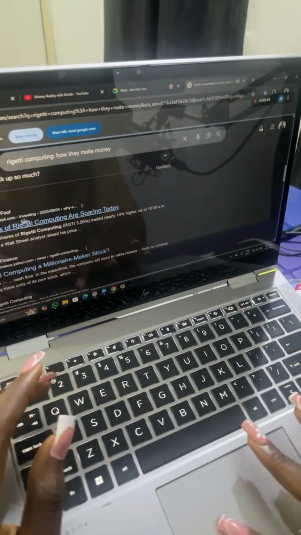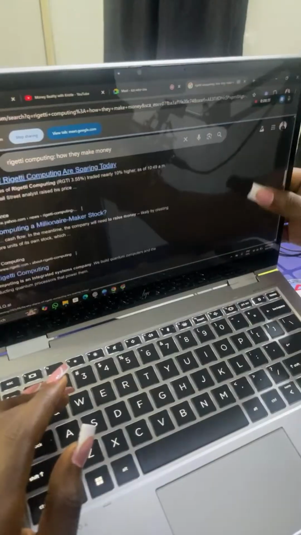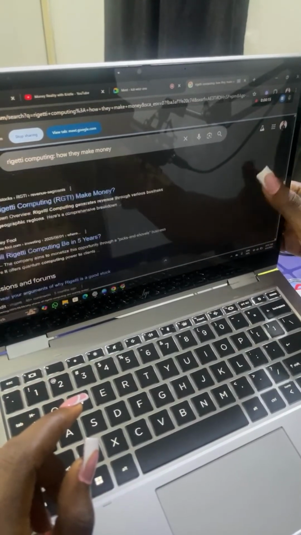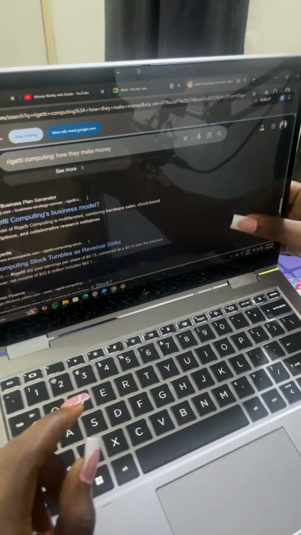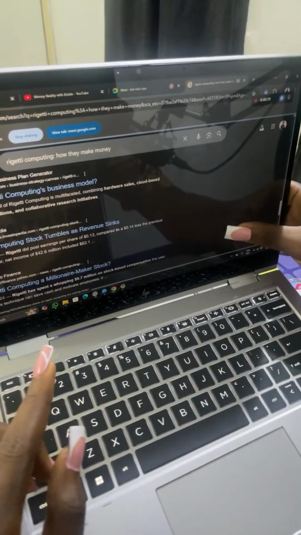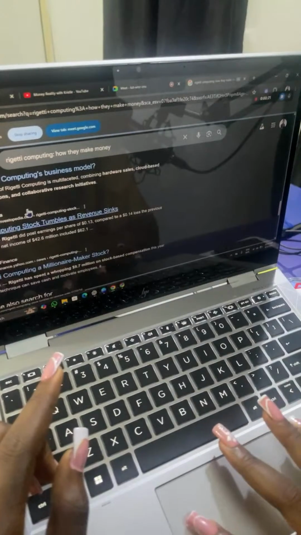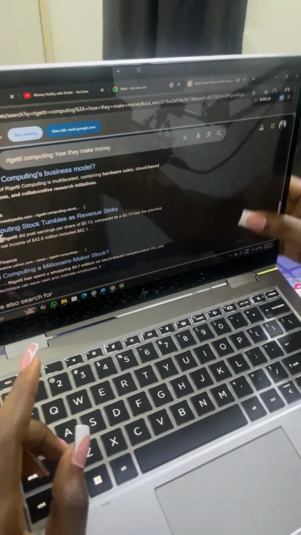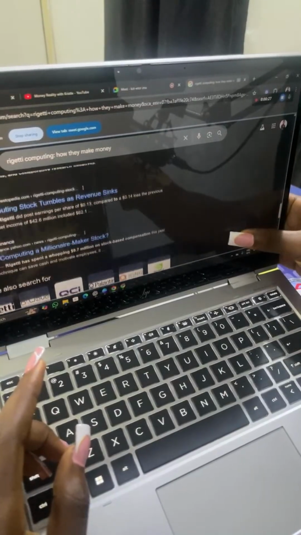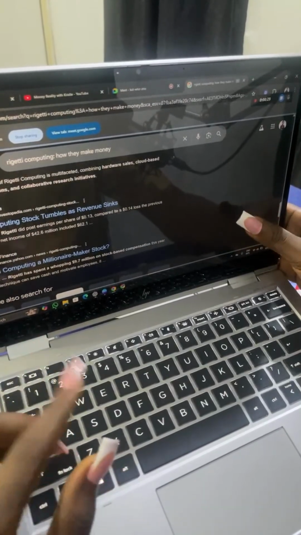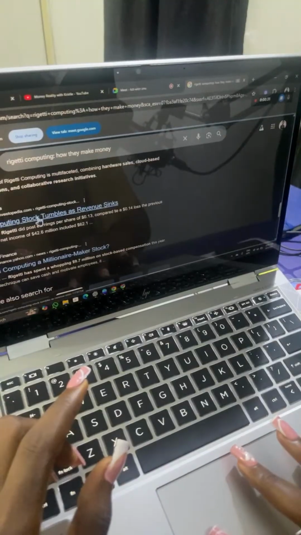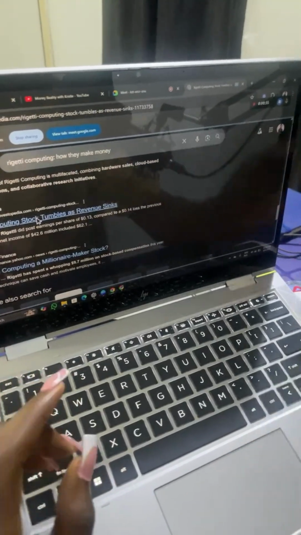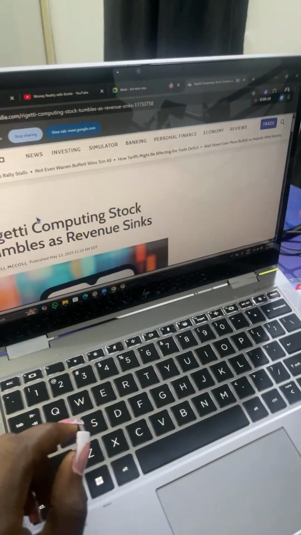So, why shares of Rigetti Computing are soaring today? That's not what I'm looking for. About marketing computing, that's also not what I'm looking for. I'm looking for how they make money. And normally Investopedia: stock tumbles as revenue sinks. When was this? 13th May. That's too long ago. But normally Investopedia normally has how the company makes money. So let me see if I can find it from Investopedia.